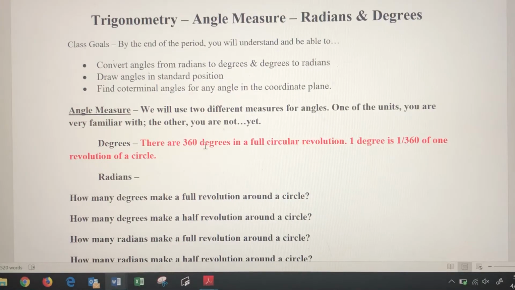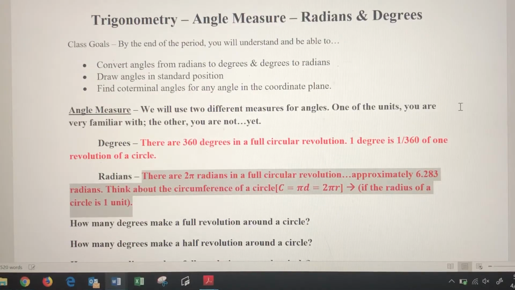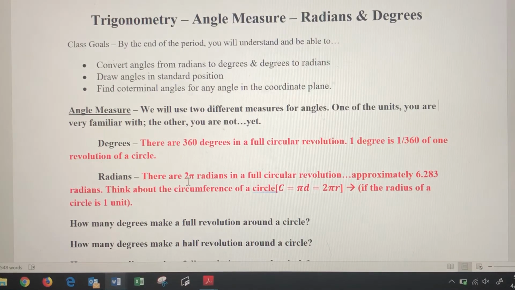Now radians you haven't worked with before. Radians measure the same thing. They're the measurement of an angle. But in radians, a full revolution is 2 times pi radians. Well, 2 times pi is approximately 6.283 radians. So 6.283 radians covers a full revolution around a circle.